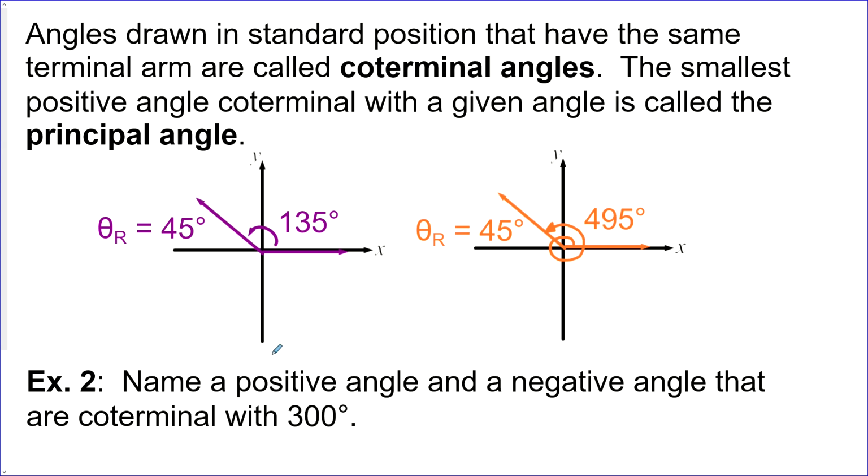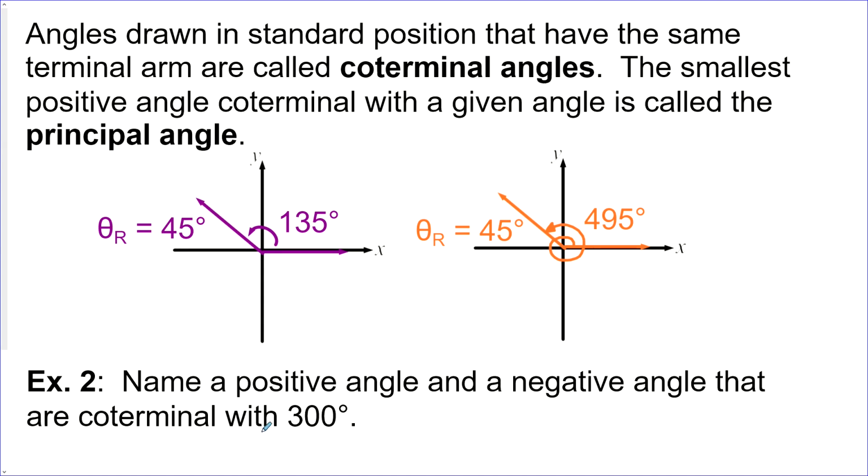Angles drawn in standard position that have the same terminal arm are called coterminal angles. The smallest positive angle coterminal with a given angle is called the principal angle. So the principal angle for this is 135 degrees. The reference angle is 45 degrees. And this 495 degrees would be coterminal because without the direction arrow, these would look exactly the same, which is why it's so important to use that direction arrow.